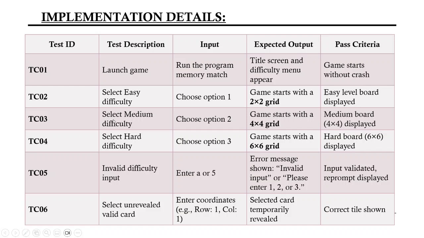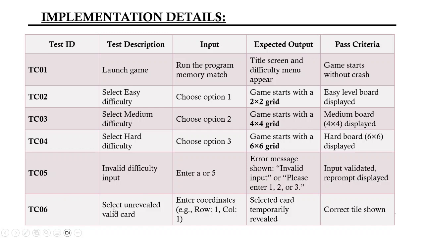In test case 3, select medium difficulty. After completing easy difficulty, we go to medium difficulty, which is option 2, in which a 4 by 4 grid matrix of pairs appears. Then hard difficulty, in which a 6 by 6 grid appears. For invalid difficulty input, enter A or 5. It shows the error message: invalid input, please enter 1, 2 or 3.